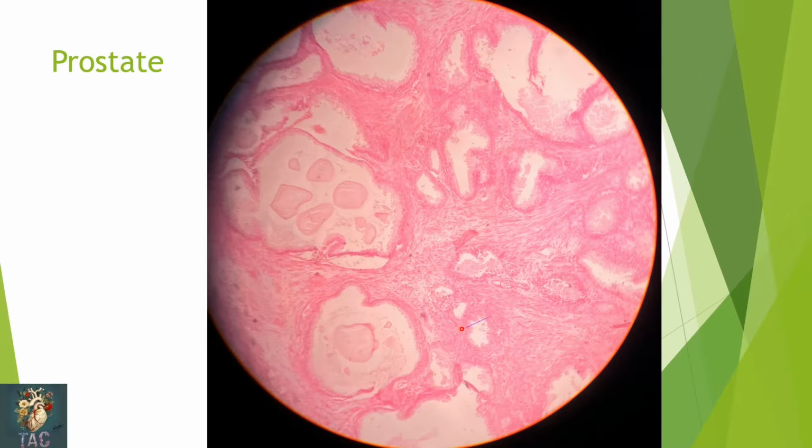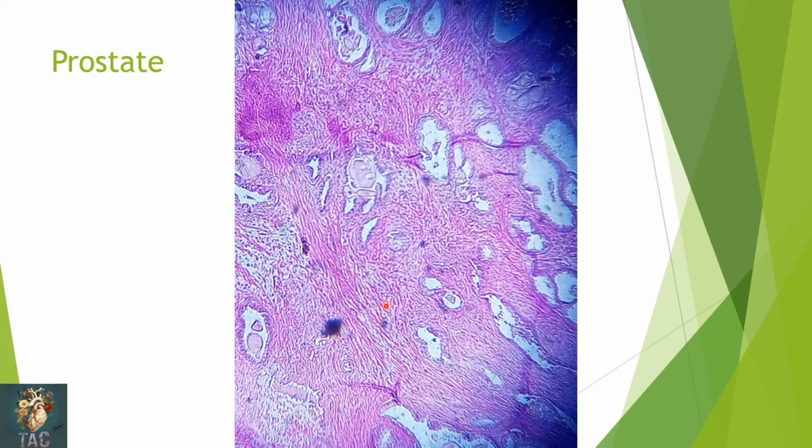Another slide of the prostate. In this you can see the glandular tissue with the prostatic concretions and the fibromuscular stroma. So this is a very beautiful slide to show you the fibromuscular stroma.